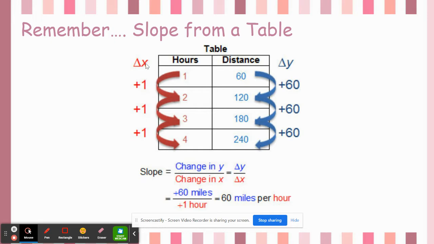Then we look at our x's, because remember, rise is our y's, x's is a run. So from 1 to 2, we added 1. If we add 1 again, we get 3. Add 1 again, we get 4. So what was the change in the x? Every time we added 1. So we have 60 distance. Let's say they assumed it to be miles per, and then our x is hours. So miles per hour.